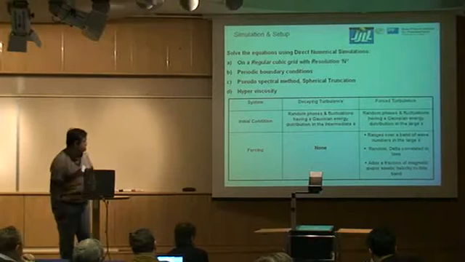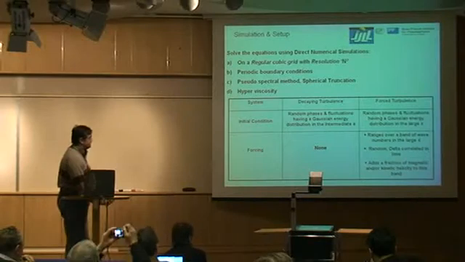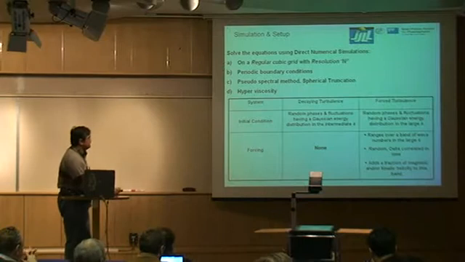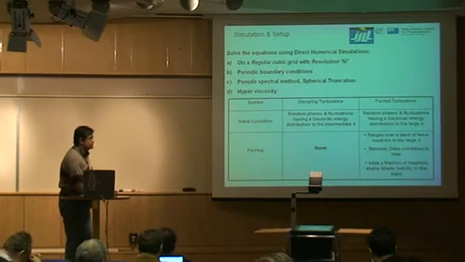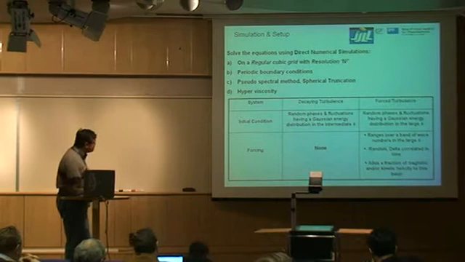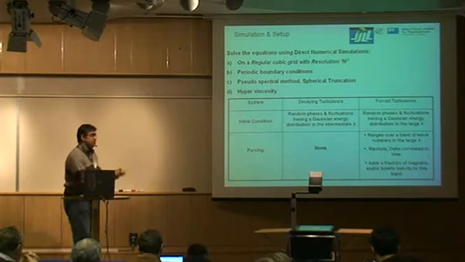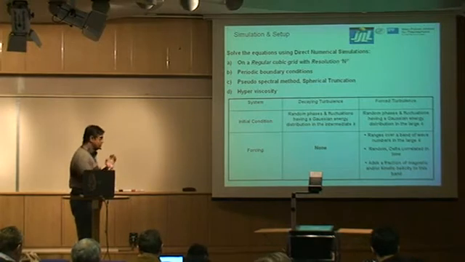Next, the simulation setup. I use direct numerical simulations to solve the set of equations shown above, and I use a regular cubic grid with a resolution of N cubed, N being 1024 in my case. I use periodic boundary conditions and a standard pseudospectral method where, wherever there is a convolution, I go back into the real space, multiply, and come back into the Fourier space.